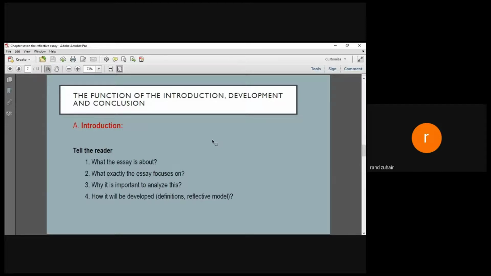In introduction, the writer is going to tell the reader what? 4 points. What the essay is about. In introduction, you are going to tell the reader what the essay is about.